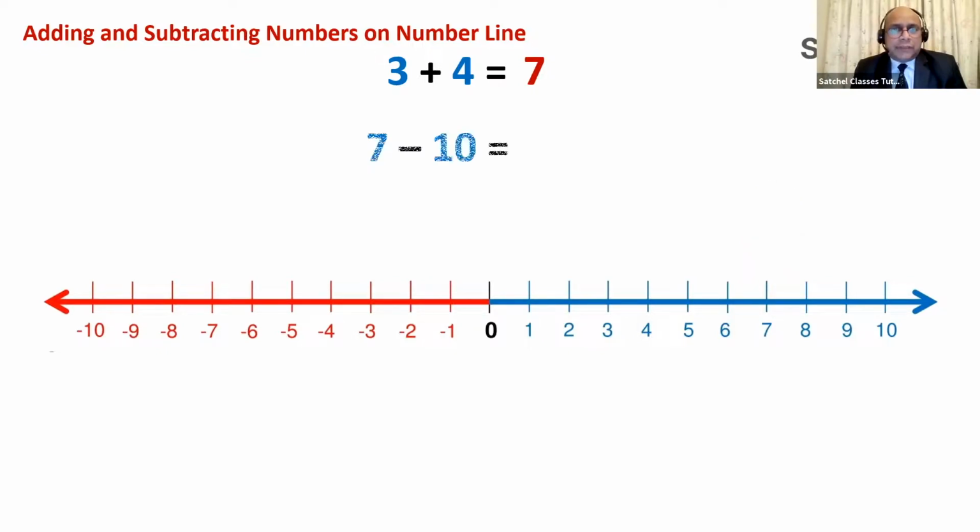For instance, if you were to do 7 minus 10, you start from 7. Because it is minus, you go left on the number line. How many steps? It's minus 10, so you go 10 steps to the left. 1, 2, 3, 4, 5, 6, 7, 8, 9, and 10. So there you go. You land upon minus 3, which means the answer for that calculation is minus 3.